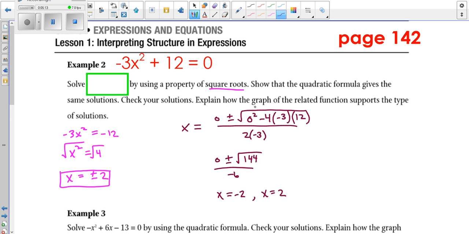So check your solutions, explain how the graph of the related function supports the type of solutions. Given the fact that your discriminant right here is 144, this is positive, so this is where I know that there are two real solutions, meaning two x-intercepts, which I can see I found here. So two different ways of doing it, but I get the same answer both ways.